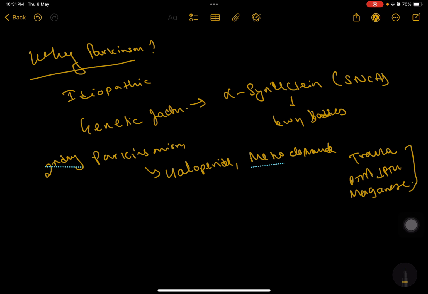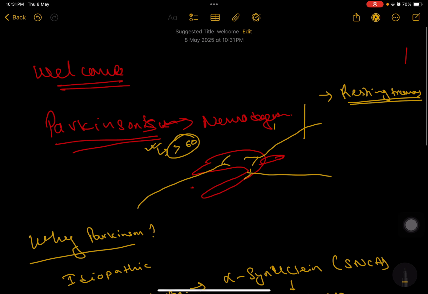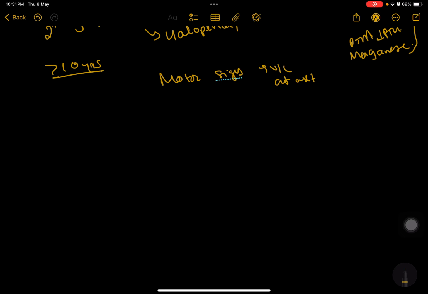The signs of Parkinsonism develop over more than 10 years. It's not like degeneration occurs in one day and the features appear in one day. It takes more than 10 years for the features to develop. The motor signs are unilateral at onset, and there are asymmetrical motor signs. You have to write this down.